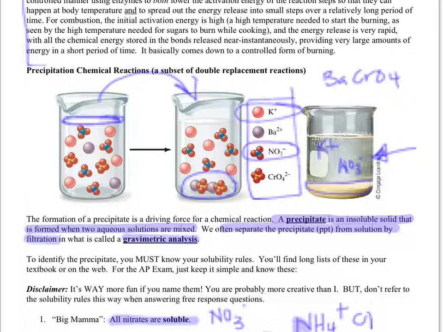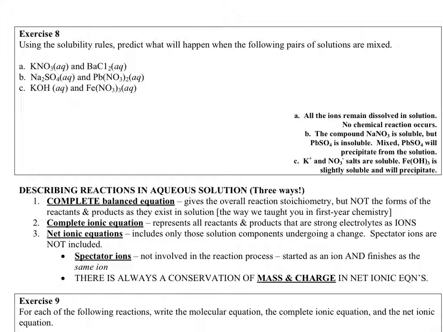I'm going to filter that yellow solid out. I'm going to use the mass of that barium chromate to solve a multitude of questions. So let's put our solubility rules to the test. I know the answers are already there at the bottom of exercise 8, but we're going to go through some of these together. Let's look at exercise A. Using the solubility rules, predict what will happen when the following pairs of solutions are mixed.